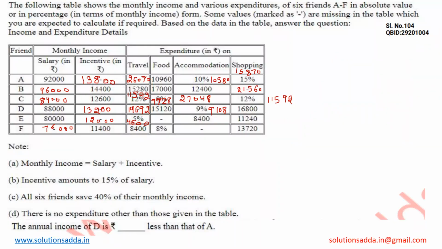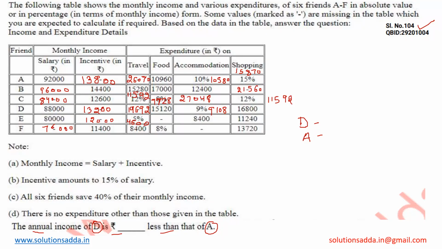Hello everyone, this is question number 4, and this question asks that the annual income of D is how many rupees less than that of A. So basically we have to find out the annual income of D, and then we need to calculate how much this amount is less than the annual income of A. First we need to find out the monthly income of persons A and D.